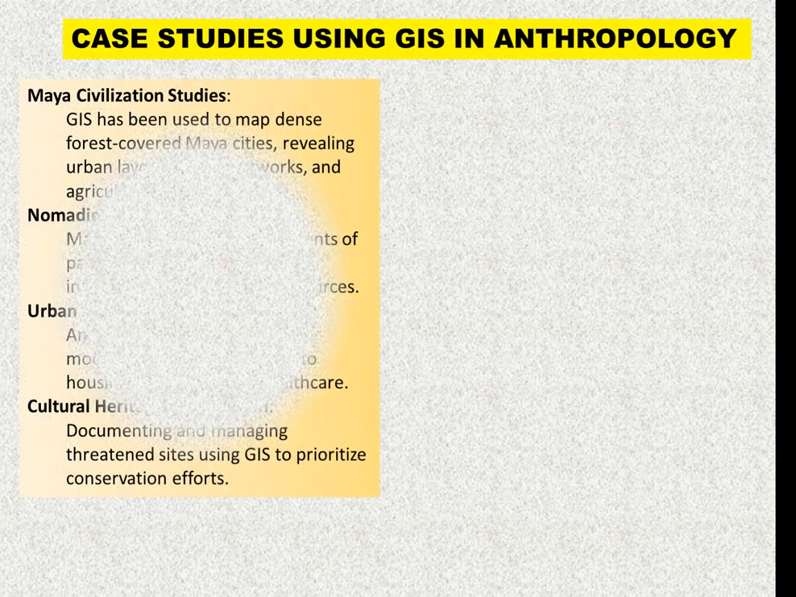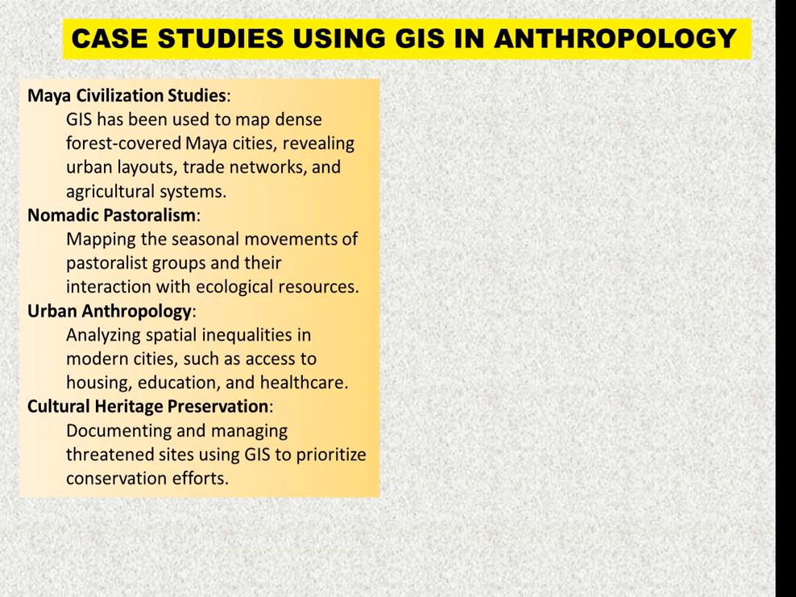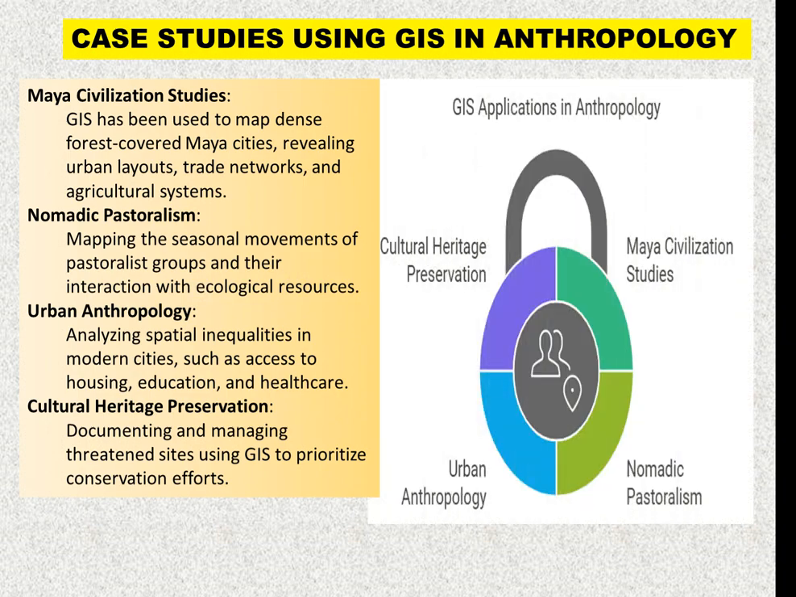Case studies using GIS in anthropology. 1. Maya civilization studies: GIS has been used to map dense forest-covered Maya cities, revealing urban layouts, trade networks, and agricultural systems. 2. Nomadic pastoralism: mapping the seasonal movements of pastoralist groups and their interaction with ecological resources.